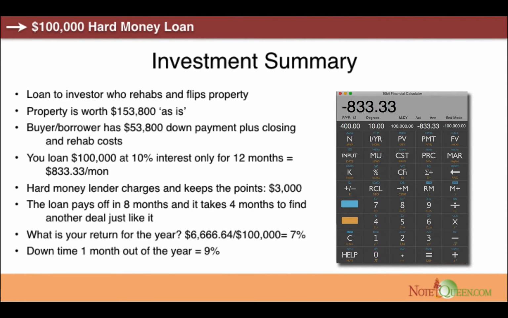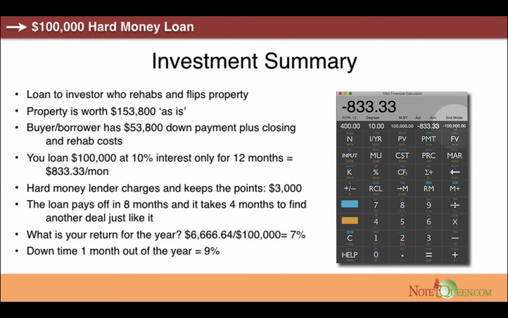All right. So if you're the broker yourself or you're charging points, you can put additional money in your pocket. But usually there's a broker or someone who's the deal finder, the rainmaker, that's making some points up front. It pays off in 8 months. So let's figure that again.